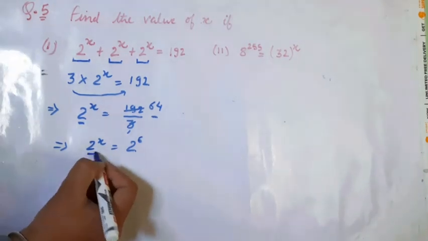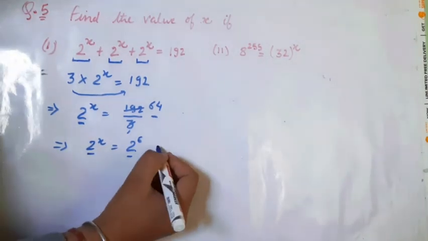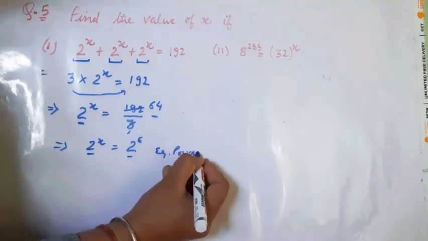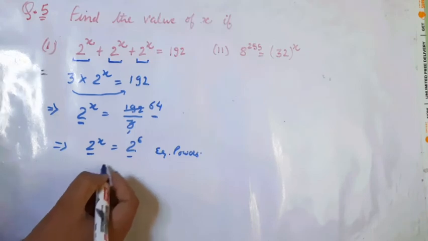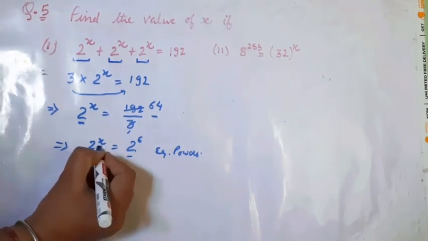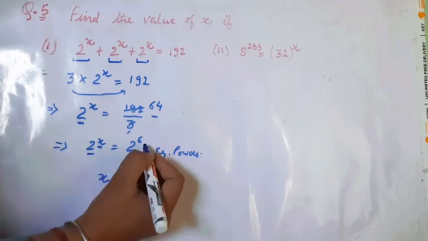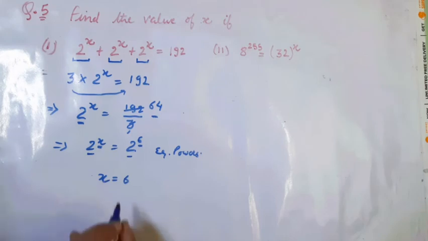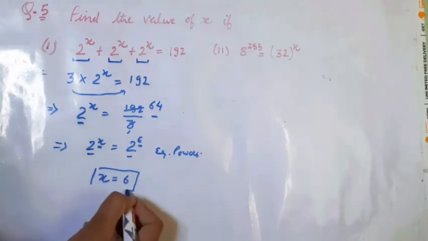So now the bases are same. Equating powers, the value of x will be equals to 6. Means the power of this 2 in the left side we have to equate with the power of 2 in the right side. So this is your required answer.